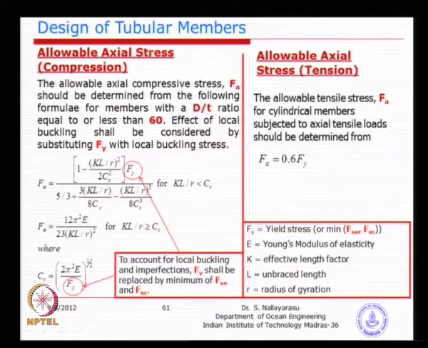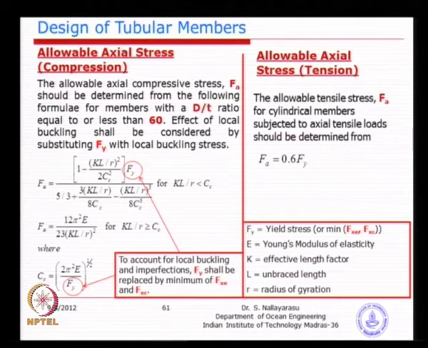Now, vice versa, you make the KL by R ratio very small. When you make it very small, the denominator becomes close to 1, isn't it? And at the bottom, you see here this also is KL by R, this is also KL by R. So, this becomes a smaller number, and this also becomes small. So, you can knock these down. Ultimately, you will have only 3 by 5 multiplied by Fy.